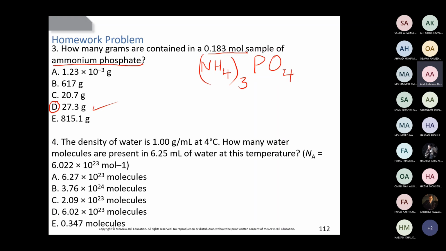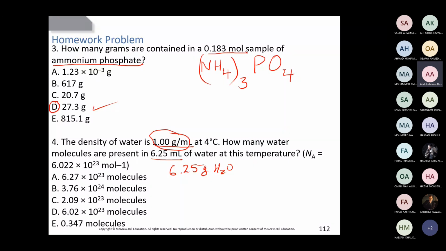Okay, solve problem number 4. The density of water is 1 gram per milliliter. If I have 6.25 milliliter, how many grams is this? 6.25. Exactly. So the mass is 6.25 gram H2O because the density is 1, right? Good. To find mass, we multiply the density times the volume. Exactly. That's what we're doing.